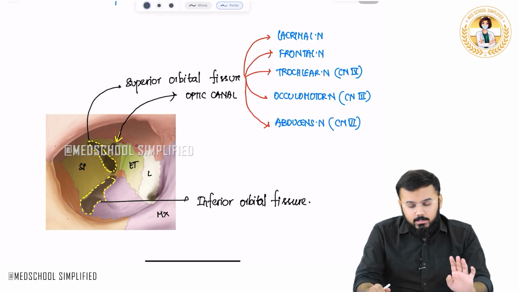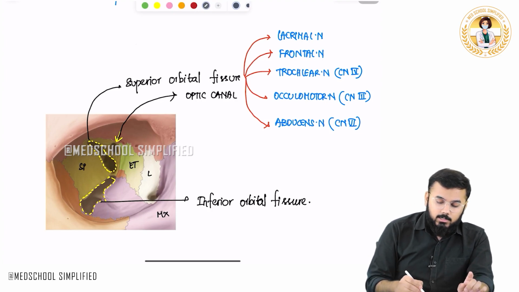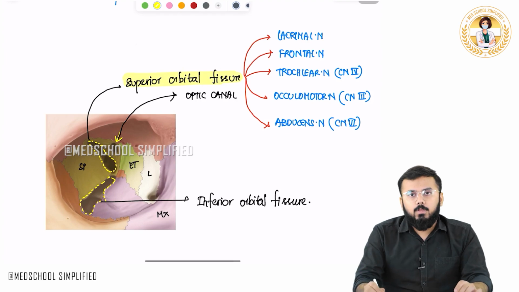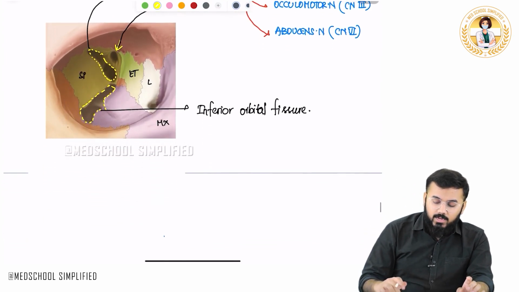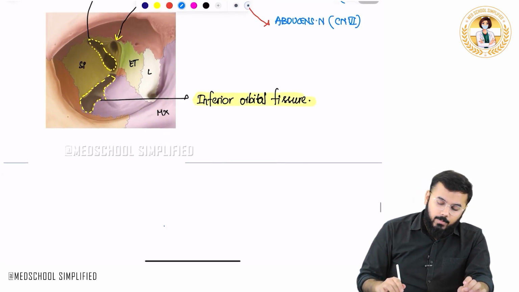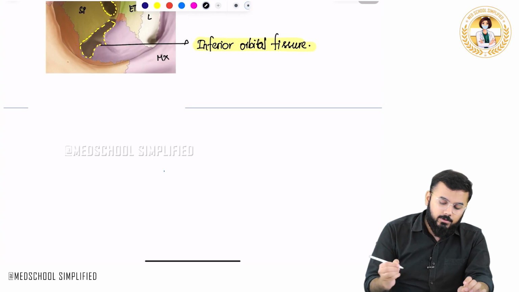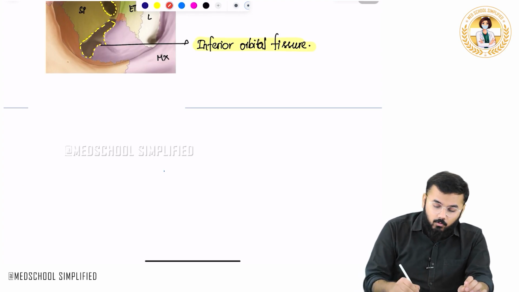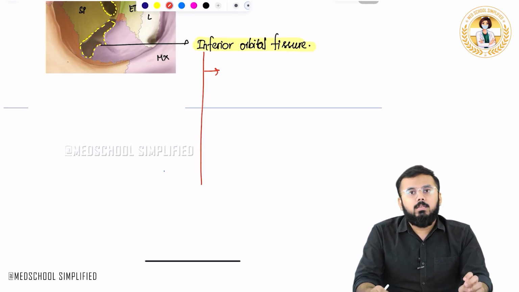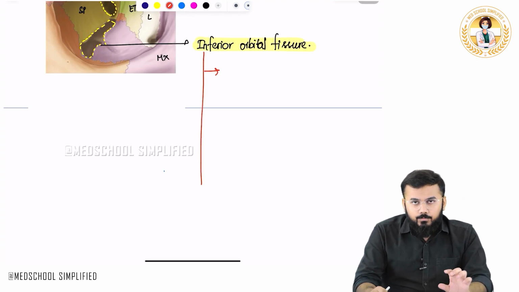Okay. So these are the structures that are primarily passing through your superior orbital fissure. Now let us see what structures are passing through the inferior orbital fissure. Actually, there are only three important structures that are passing through this inferior orbital fissure. Now what are these three important structures?